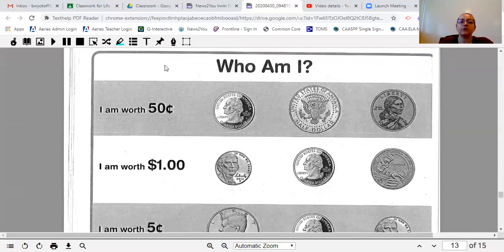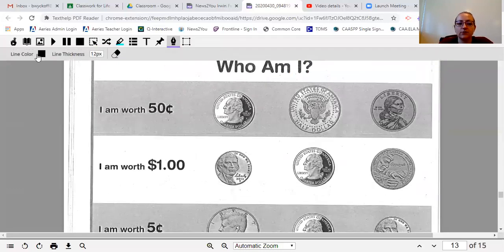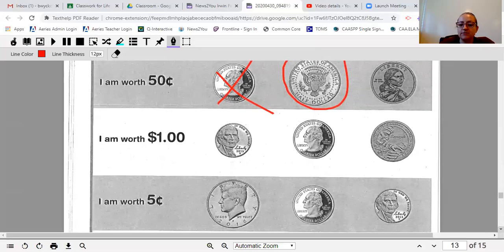And now we need to come through and find the coins that match what amount it says. So this one says that I am worth 50 cents. So we need to find a coin that is worth at least half of a dollar. So this one's a quarter, so we know that's not it. But this says half dollar, so we can go ahead and circle that because 50 cents is half of a dollar.